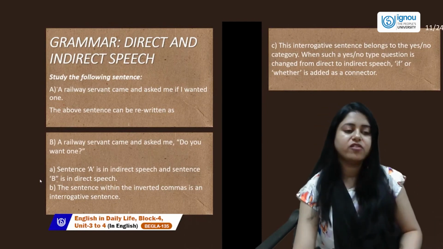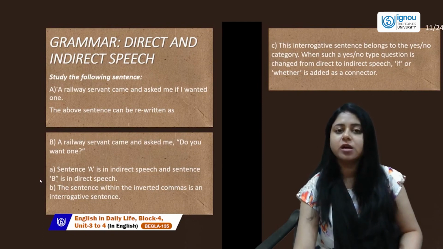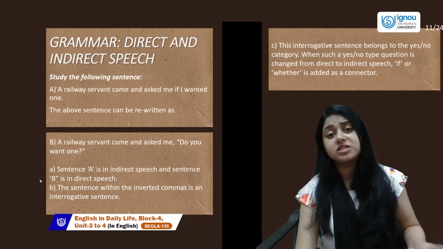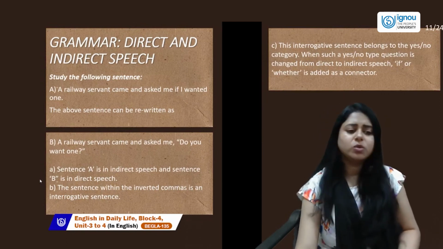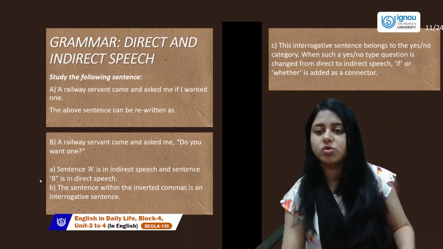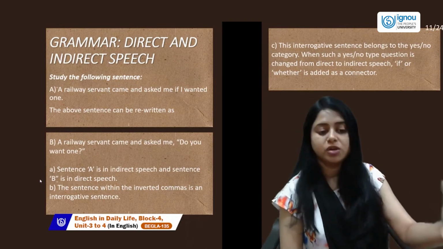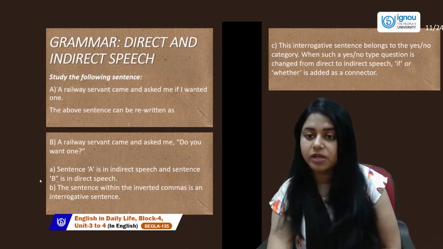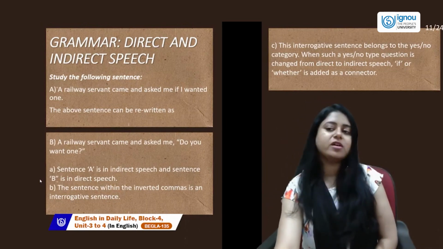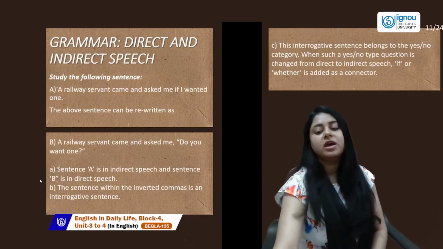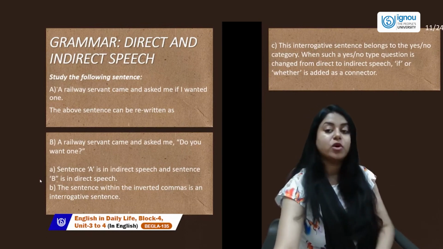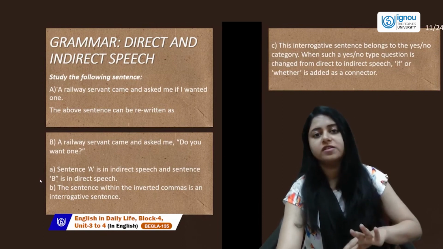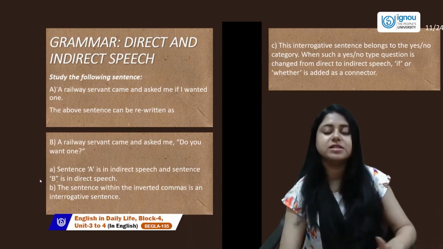Let's say he is asking for a blanket. So, do you want a blanket? Yes, I want a blanket. No, I don't want a blanket. Right? A yes or no type of question, an interrogative sentence. Now, when there is a yes or no type of question and it is changed from direct to indirect speech, if or whether will be used as a connector.